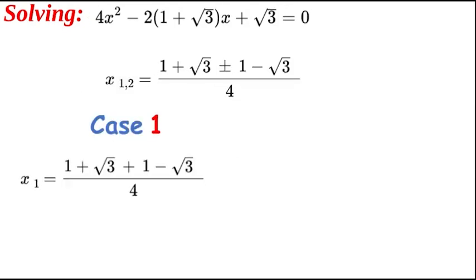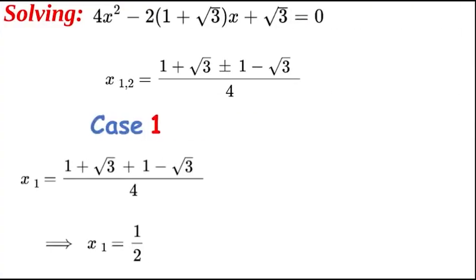Now we have the plus and minus condition over here. So that will give us two cases. So in case 1, we're going to take the positive. So that means we're going to have 1 plus the square root of 3 plus 1 minus square root of 3. So this will cancel the threes, and this will give us x1 is equal to 1 over 2.